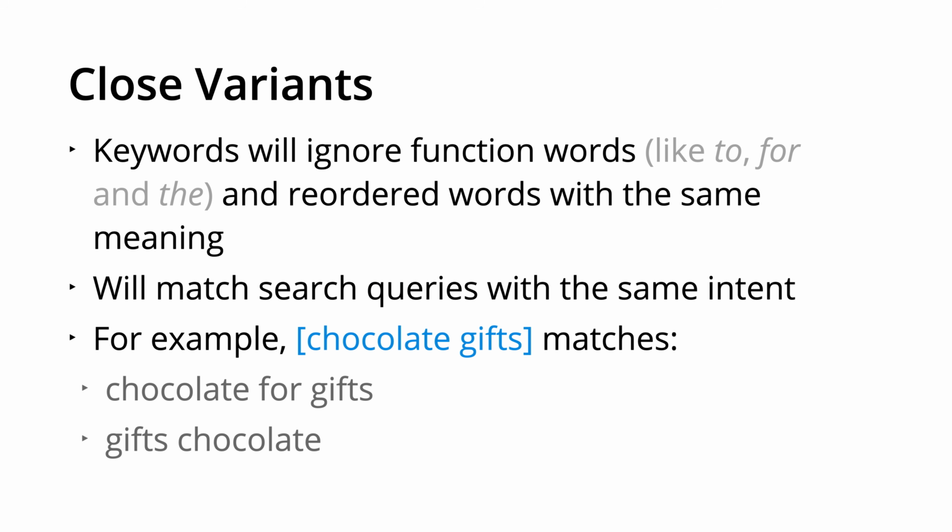And close variants will ignore function words like to and for, and when the words are reordered but retain the same meaning. Continuing our example of chocolate gifts, this exact match keyword could also mean our ads are displayed to people searching chocolate for gifts and gifts chocolate. These are also considered close variants.